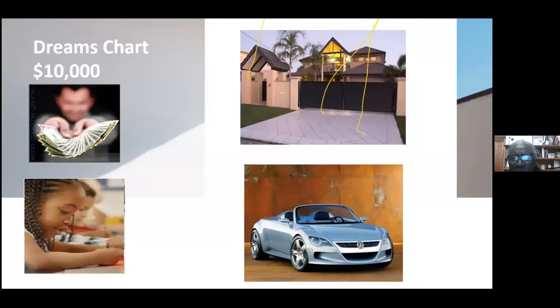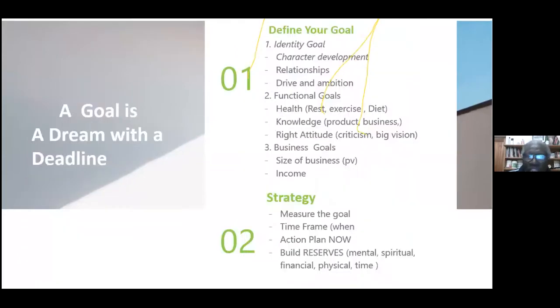Dreams are a sense of grandeur towards life, a sense that you want a better life. You want things that you currently don't have. But you see, it's not enough to have a dream. The next thing you need to have is a goal. What is a goal? A goal is a dream with a deadline.